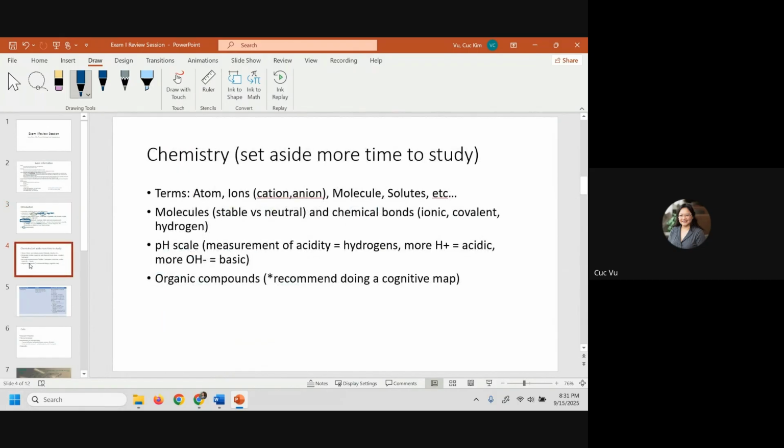Chemistry. Lots of terms as well. What's an atom? What's an ion? What's a molecule? Solute, solvent, tons of terms. Be able to know what is a molecule, how molecules prefer to be either stable or neutral. Which one do they prefer to be, by the way? Stable. Yes, they prefer to be stable over neutral. Okay. What does neutral mean?